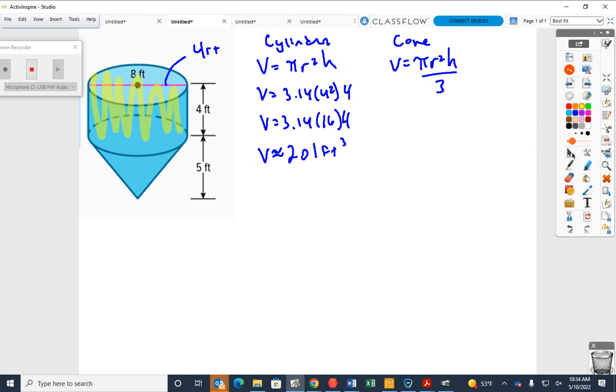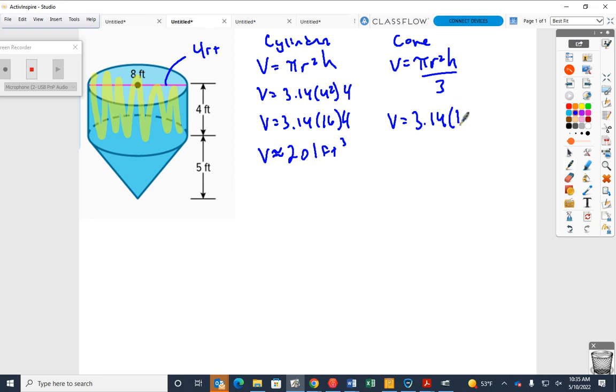I discovered a potential mistake in my first period class because several of them tried to take a shortcut. What do you think the shortcut they took was? Just dividing 201 by 3. Why does that not work? Because the height is not the same for each one, is it? The height on the cone is 5, but the height on the cylinder is 4. If the heights were the same, I could do that, but they're not.